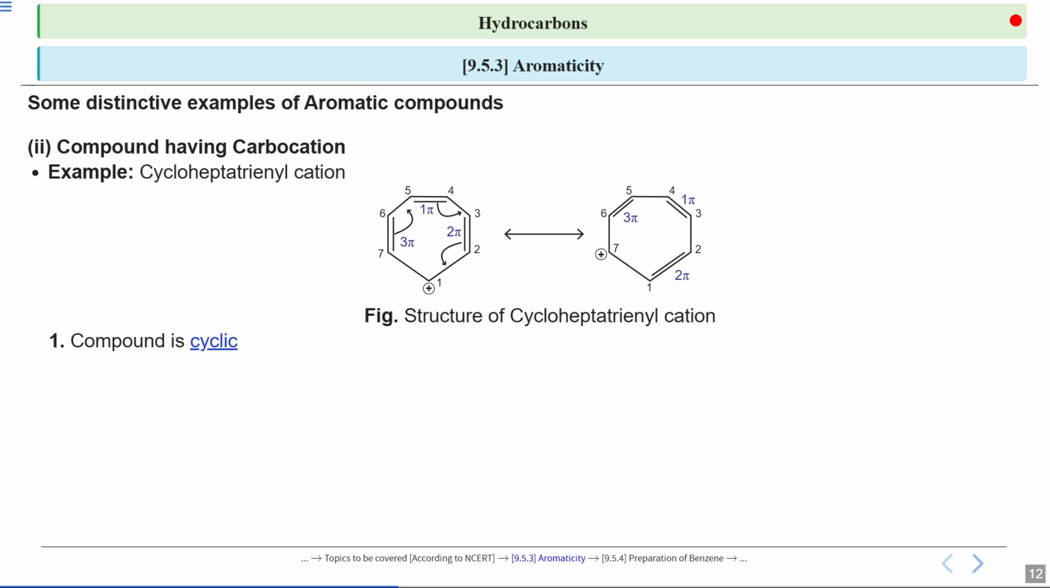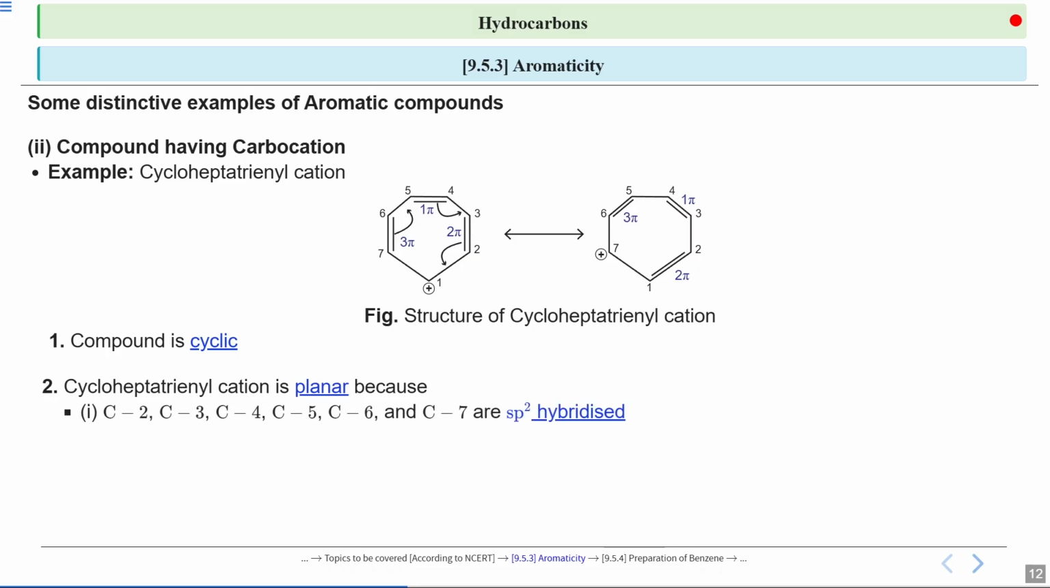We have seen this, and it is a 7-membered ring. Next, we have to see whether the compound is planar or not. For aromaticity, all the atoms in the ring need to be in the same plane so that the p orbitals can overlap. The cycloheptatrienyl cation is planar, which allows for this overlap and formation of a continuous ring of electrons.